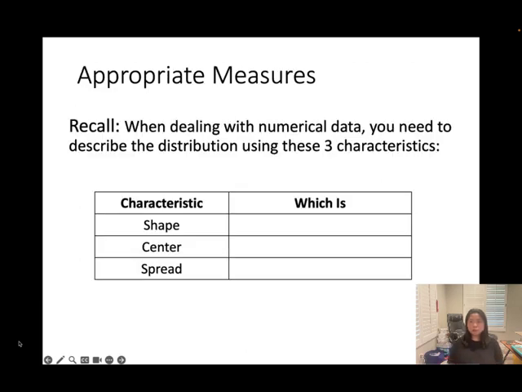When dealing with numerical data, you need to describe the distribution using these three characteristics. For numerical data, we could use the shape, the center, and the spread to describe the distribution. Do you guys still remember what they are?